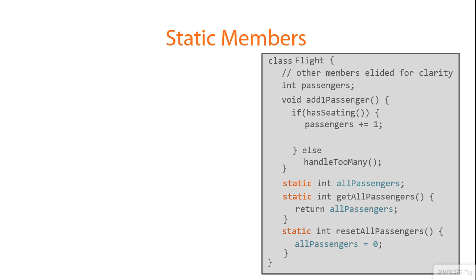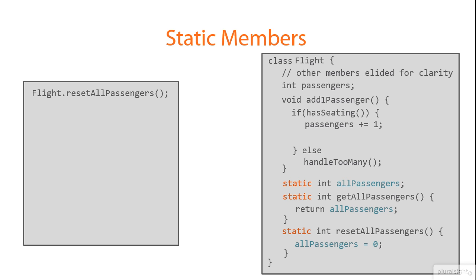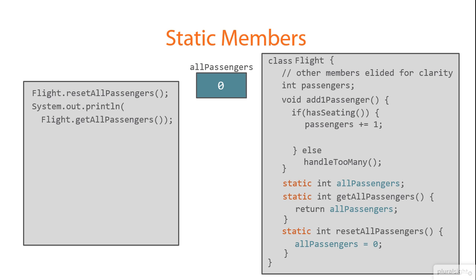So let's use this in some code. Let's say first of all, we want to go ahead and reset all passengers. The key thing to understand about static members is that they are stored separate from any instance. So the storage area for allPassengers is outside of any instance of the Flight class. If I go out here and say println Flight.getAllPassengers, getAllPassengers will get the current value of allPassengers, which of course is 0, and print that out. So now the question is how do I change the value of allPassengers? How do I increment that? Because I want to increment it each time I add a passenger.